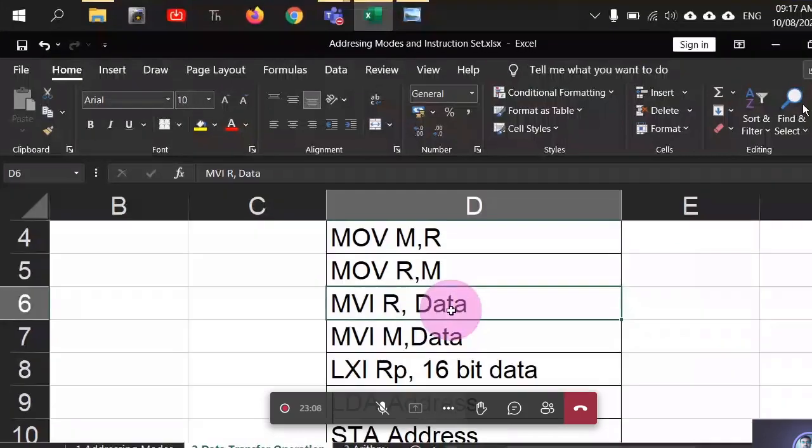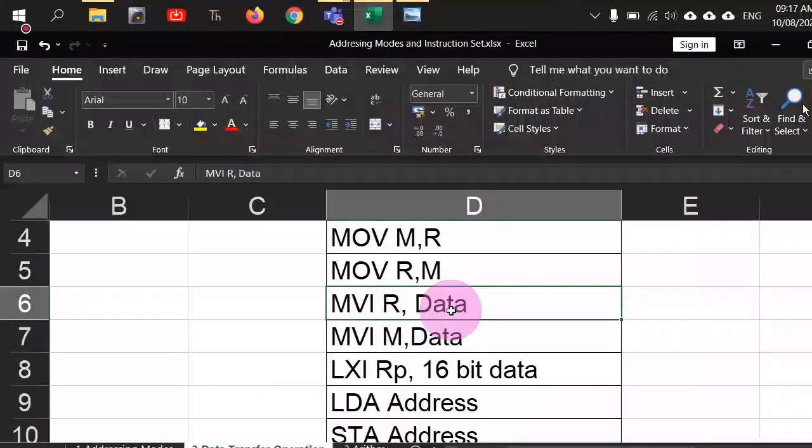So this register could be A, B, C, D, E, HL, and for M we have written it separately because of course HL pair contains the address of that. So we are aware of these commands, right?